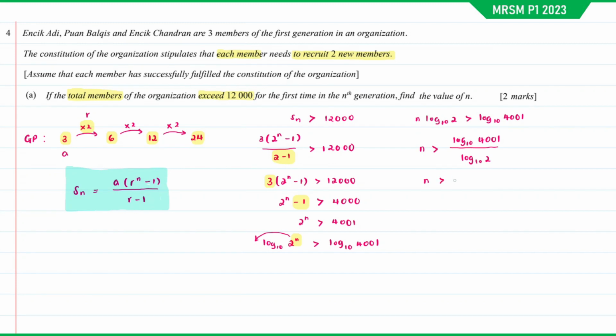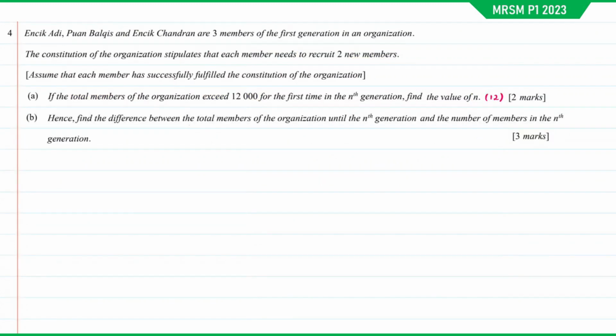So n is greater than 11.97. As n here refers to the number of terms, n has to be a whole number. So the nearest whole number greater than 11.97 will be n equal to 12.